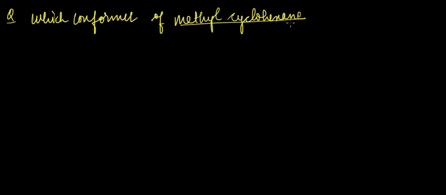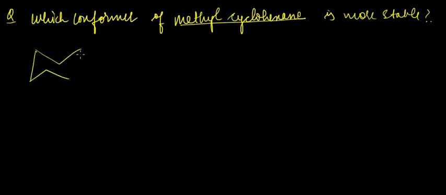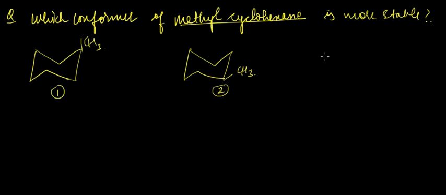which conformer of methyl cyclohexane is more stable. Okay, now if you draw the structure of the cyclohexane, either we can attach it here or we can attach it here. Okay, so which is more stable, either the first one or the second one?